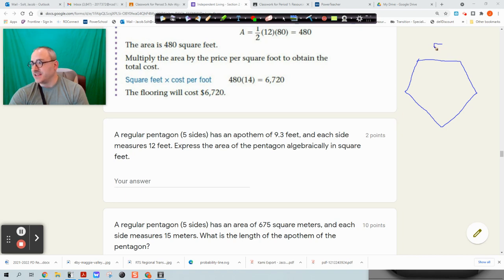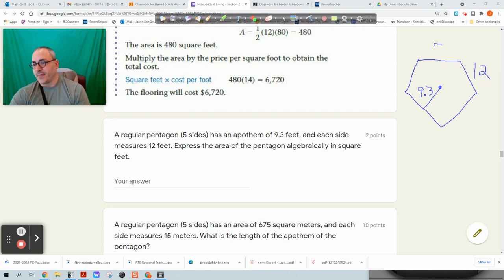Okay, so it has 5 sides, and it has an apothem of 9.3 feet. So the distance from the center of this pentagon to a side is 9.3, and each side measures 12 feet. Express the area of the pentagon algebraically in square feet.